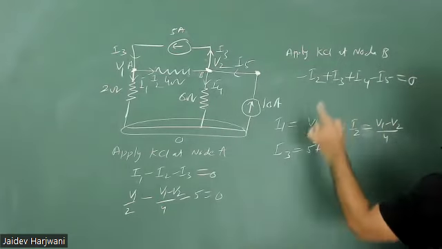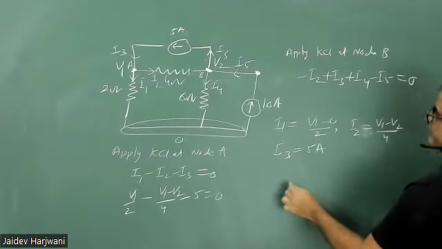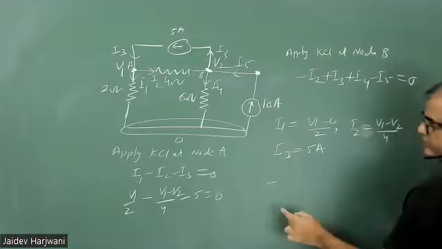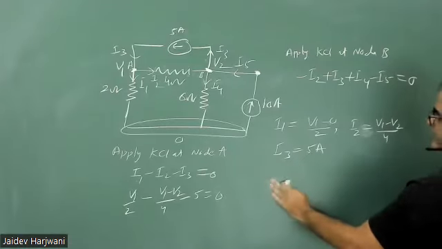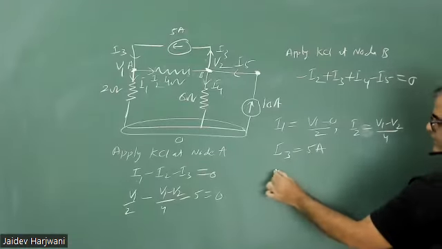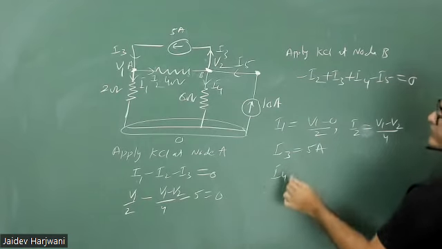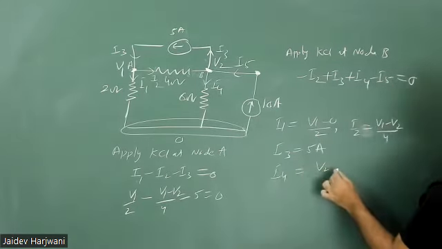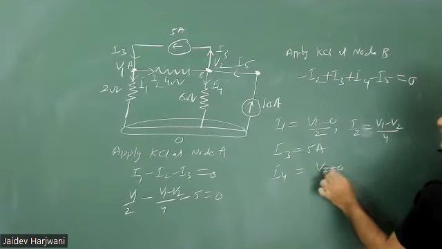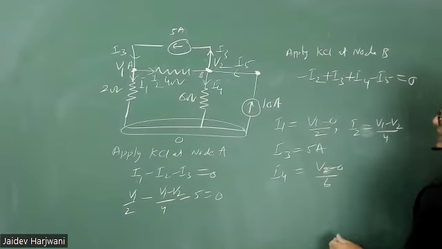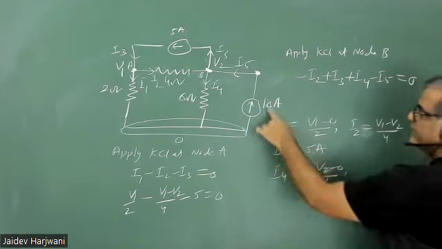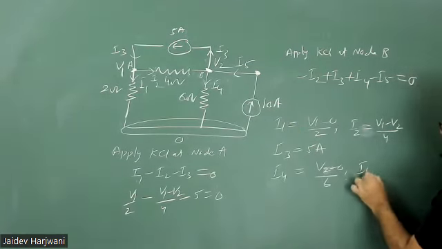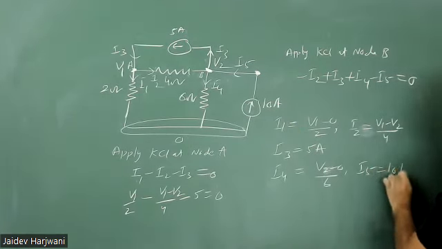And similarly, if you write here I2 minus, and I2's value I have already written, I3 is there, I4 is this one, V2 minus 0 upon 6 ohm, and I5 is already given, 10 ampere. So I5 is 10 ampere.